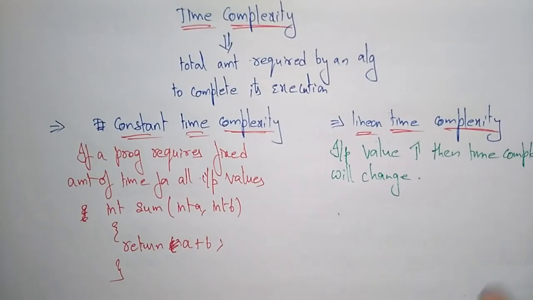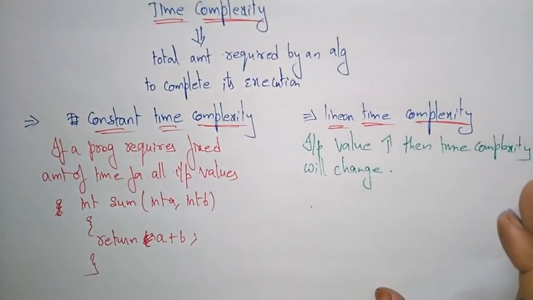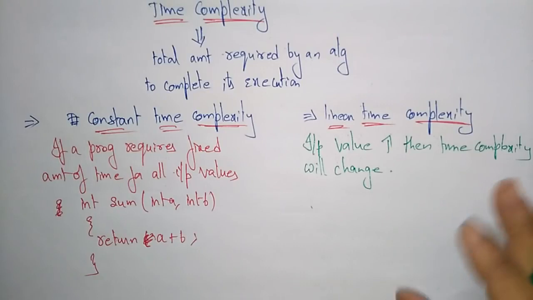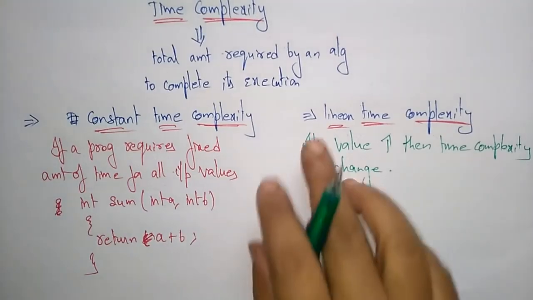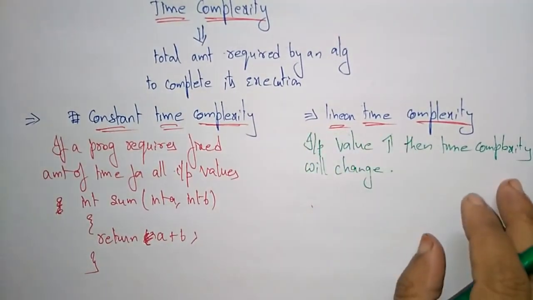So whenever the input values are increasing, automatically the algorithm's space complexity is also increasing, meaning it is varying. Just like that, in the linear time complexity, whenever you use more input values, the time complexity will be calculated for those input values, or else if you are using more steps to calculate the problem, automatically the time complexity will increase. In that case you call it a linear time complexity.